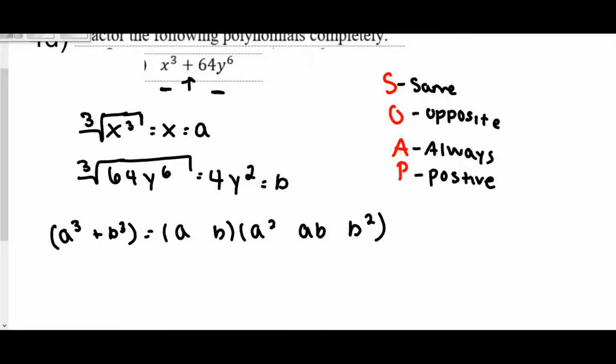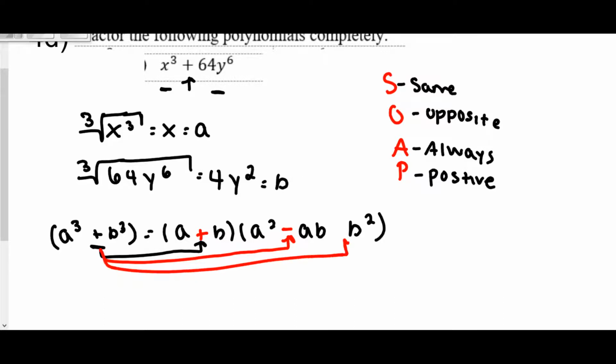Our original question happens to be an addition one, but if it was a difference one, the signs would be different. Depending on the sign of the original polynomial, that's going to determine your signs in the factored version. So same, that means it would be the same here, so it would be a plus b. Opposite would be a squared minus ab, and then always positive. The last term is always positive.